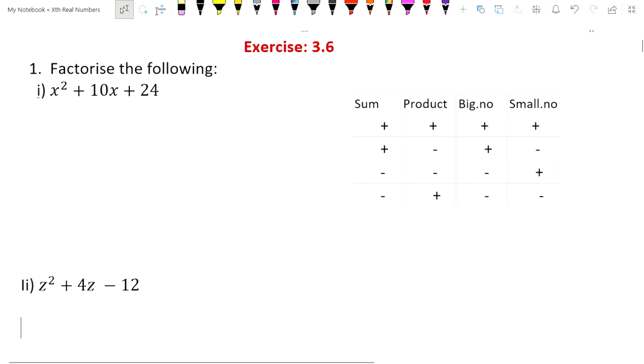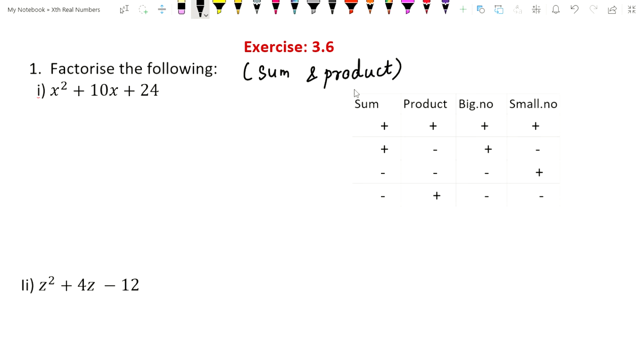Today we are going to see algebra exercise 3.6. First question, factorize the following. Here we are going to use the sum and product method. See here, x square plus 10x plus 24.